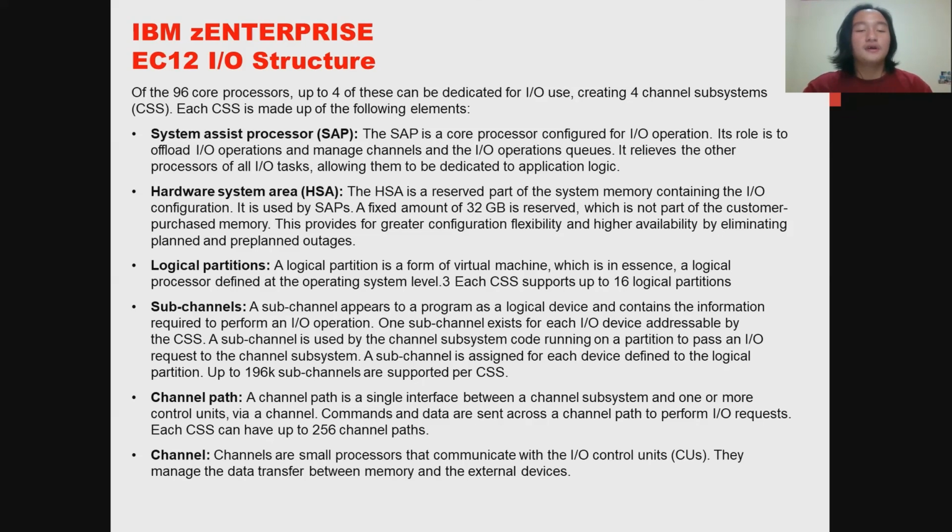The channel path. A channel path is a single interface between the channel subsystem and one or more control units. Via channel commands, the data are sent across a channel path to perform an input-output request. Each CSS can have up to 256 channel paths. Channels. Channels are small processors that communicate with an input-output control unit, or CU. They manage the data transfer between memory and external devices.